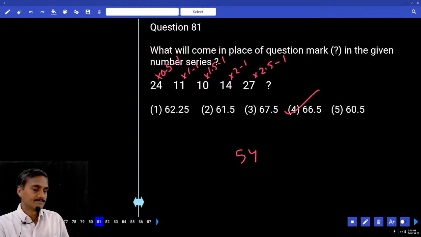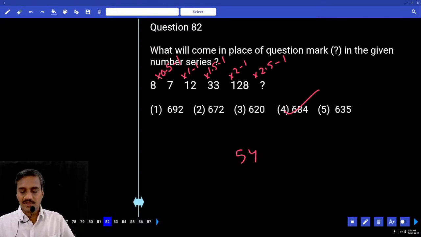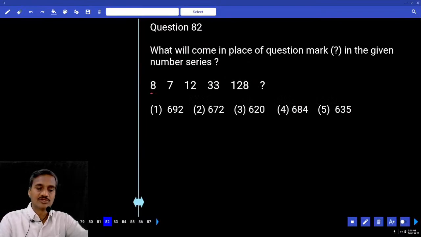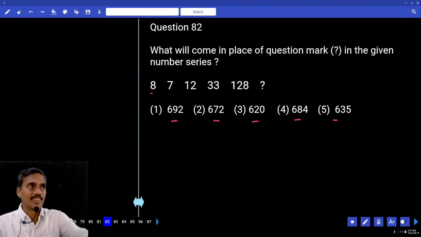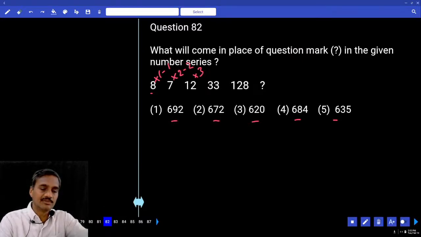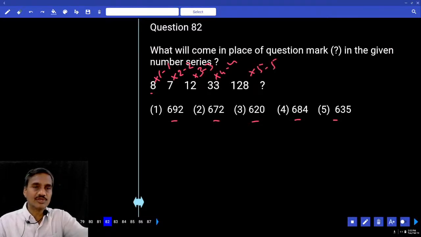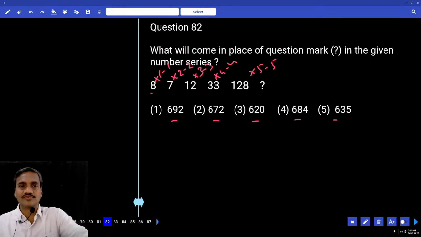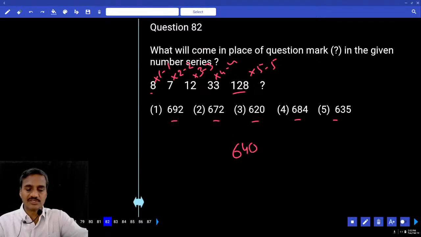Choice 4. Then the next one, question number 82. In this 82, 8, 7, 12, it started with 8 and the choices are in the 600s. Numbers are increasing at a very fast rate, hence it must be under product or combination. Product is not possible, hence we need to go for combination. 8 and 7 into 1 minus 1. Now this is into 2 minus 2. Into 3 minus 3. Into 4 minus 4. Into 5 minus 5. 128 into 5. How to write it? 128 into 5 means divided by 2. How much is it? 64. 640 minus 5, 635, choice 5.